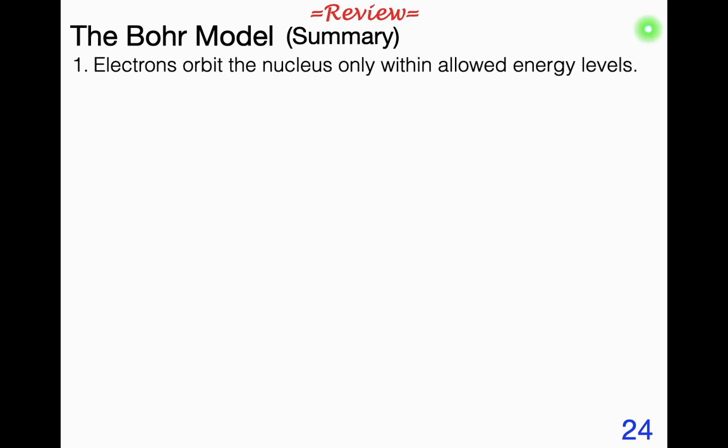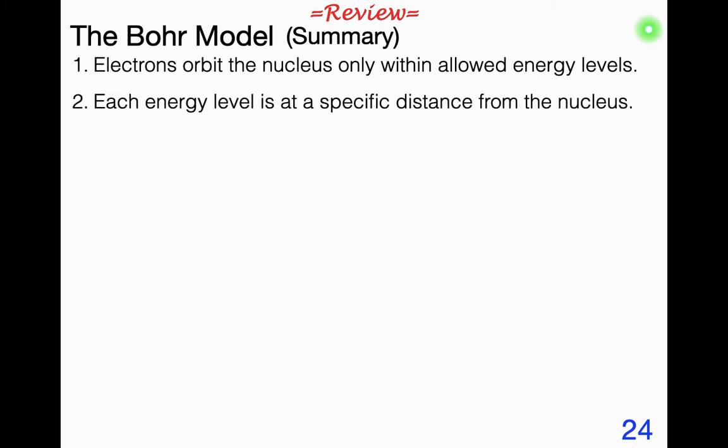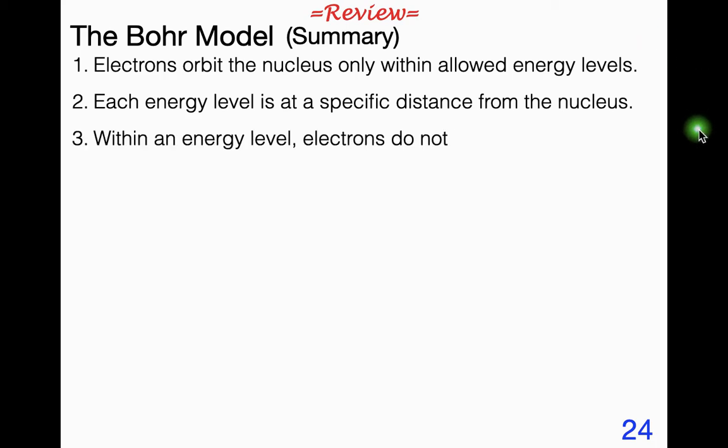Okay, let's summarize the Bohr model. Electrons orbit the nucleus only within allowed energy levels. Each energy level is at a specific distance from the nucleus. Within an energy level, electrons do not lose energy.